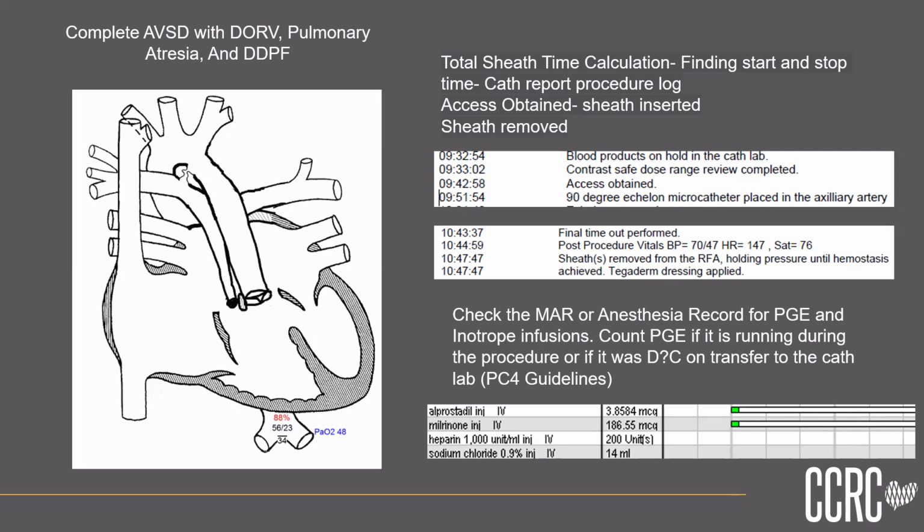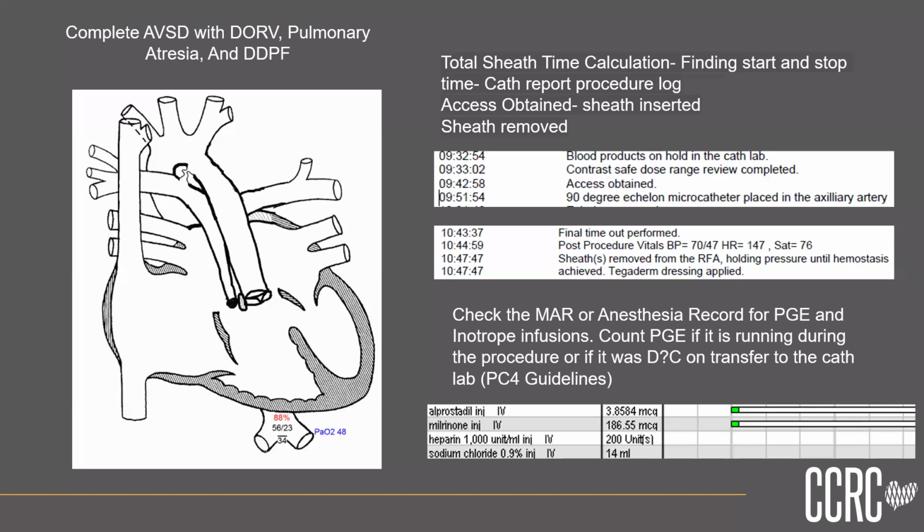Some of the questions with the stenting talk about sheath time calculation. If you look through the cath report, you can look at where the access was obtained. That means sheath inserted; those are simple words. In the little plug I put from the charting, 9:42 was access obtained, which means that's when the sheaths were in. And then at 10:47, you can see sheaths removed, holding pressure until hemostasis.